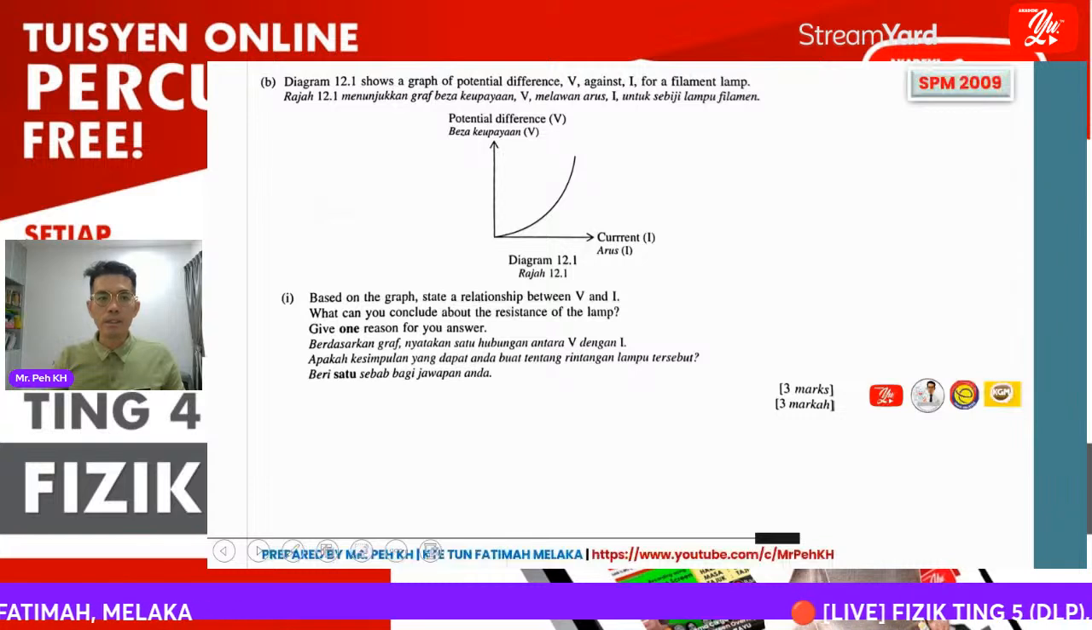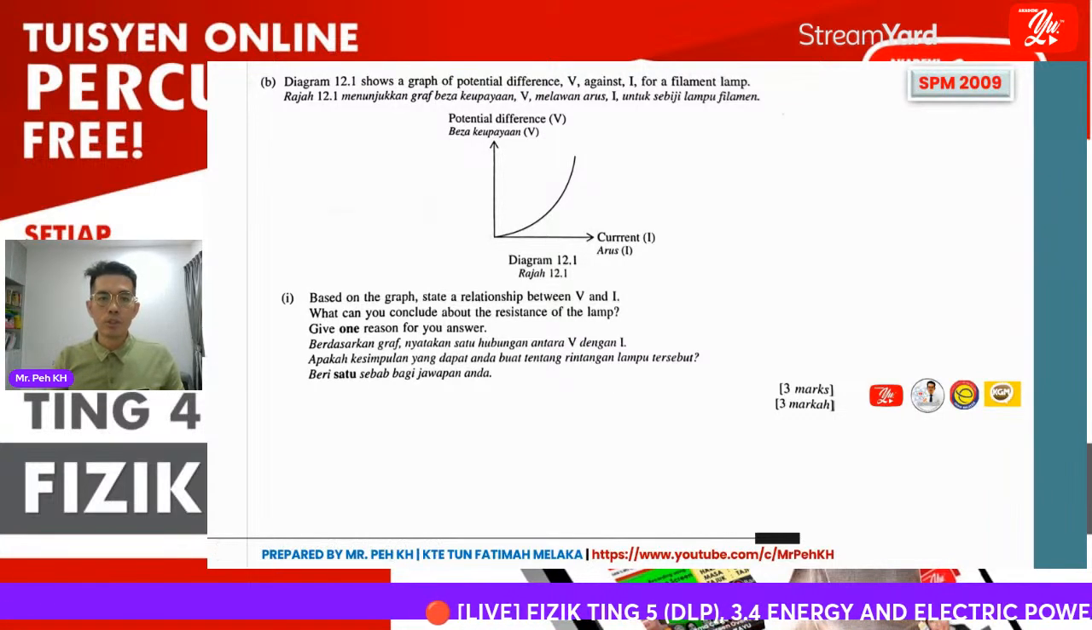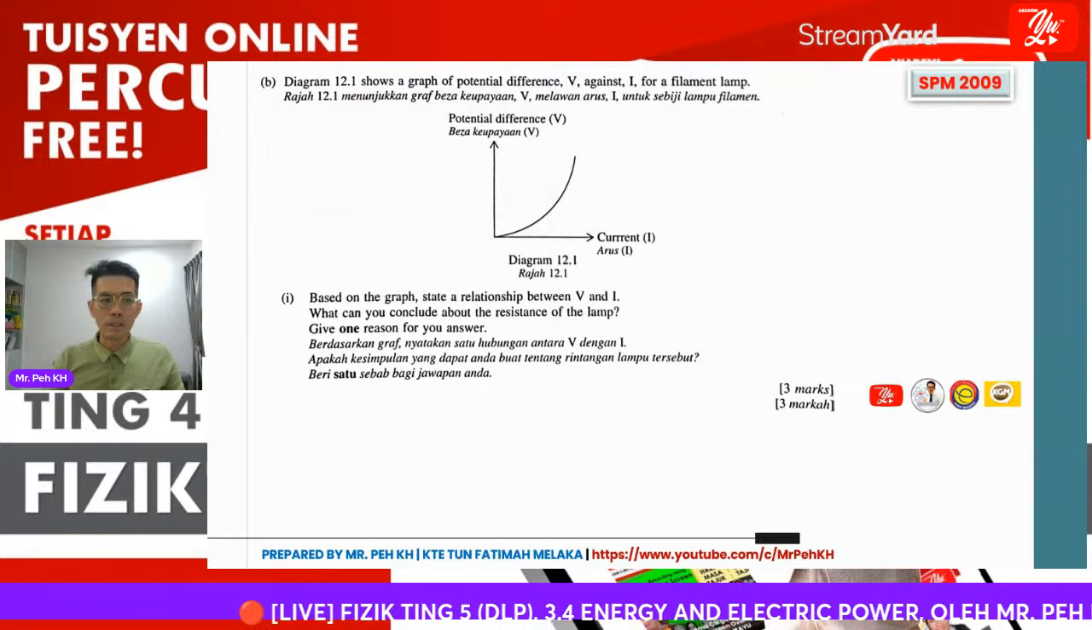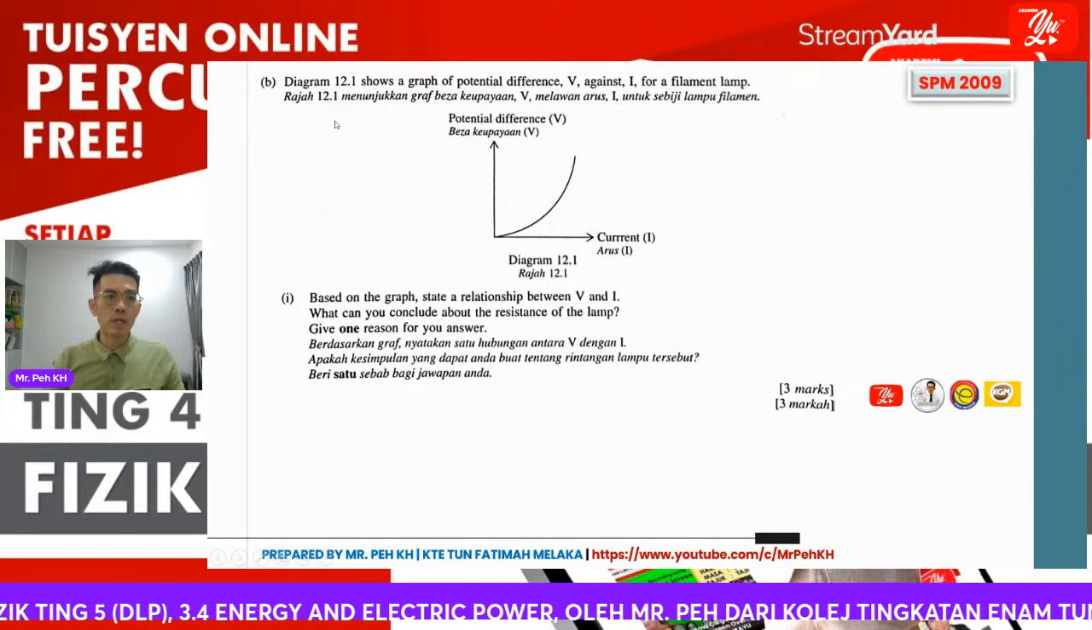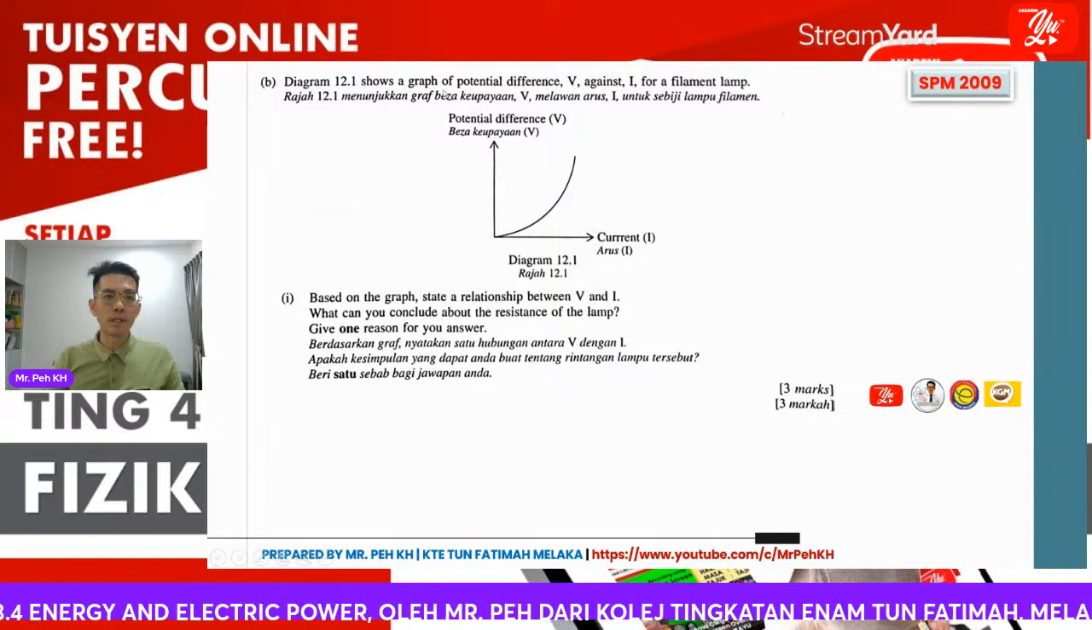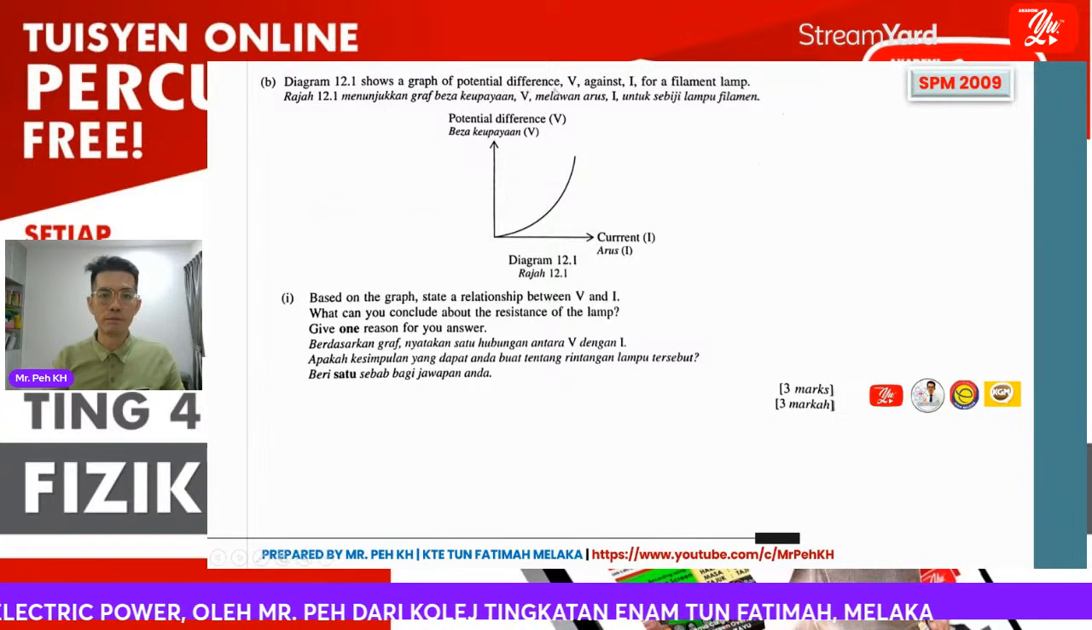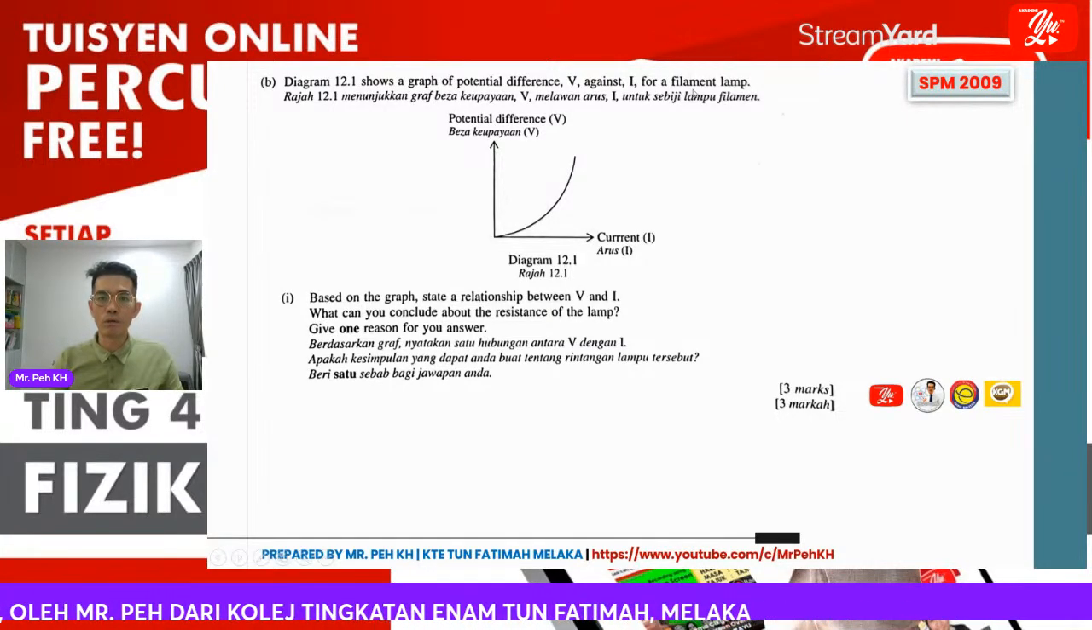Okay, then the second here is normally the theory question. Normally it will be 4 marks. So this will be the B1, 3 marks question. Diagram 12.1 shows the graph of potential difference V against I for a filament lamp.